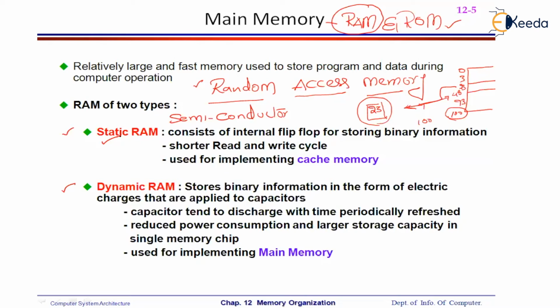Okay, so the static RAM is made up of internal flip-flops for storing the binary information, as shown here. It has shorter read and write cycles, so the data can be accessed quite fast. It is used for implementing cache memory. We use static RAMs for implementing the cache memory.